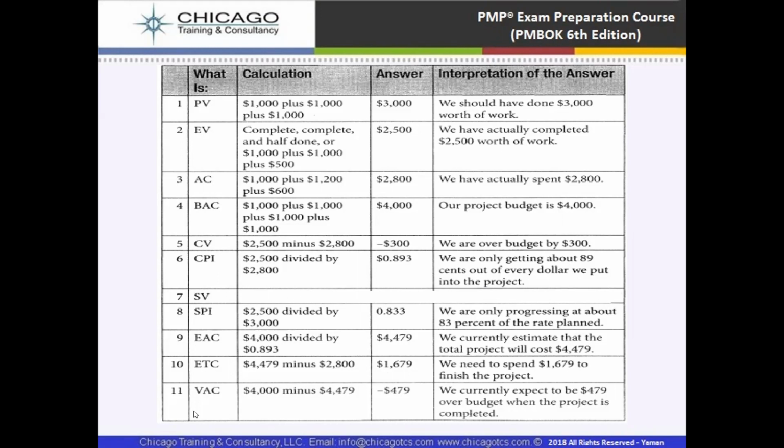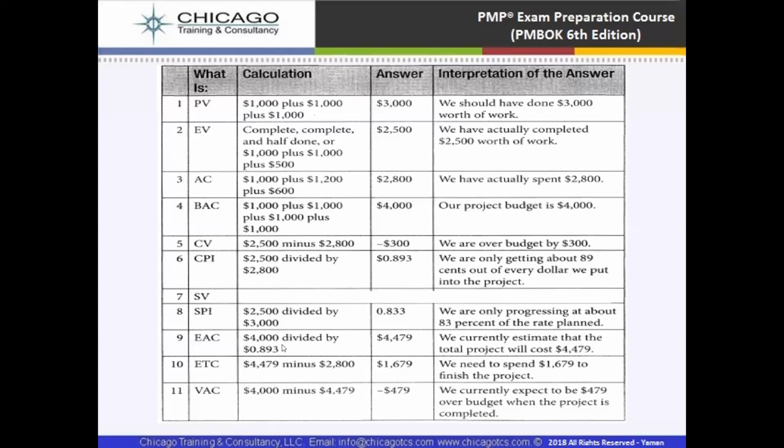Then there is schedule variance, and SPI, which is going to give us time-related indications: 2,500 earned value divided by planned value will give us SPI, schedule performance index. It means we are only progressing at about 83% of the rate planned.